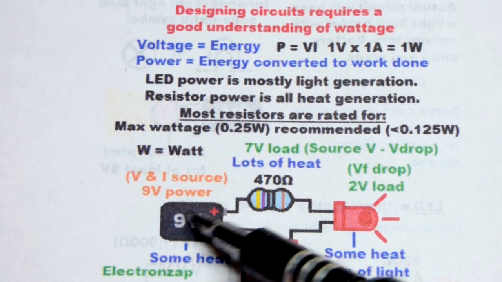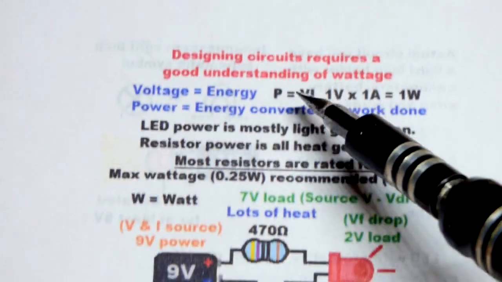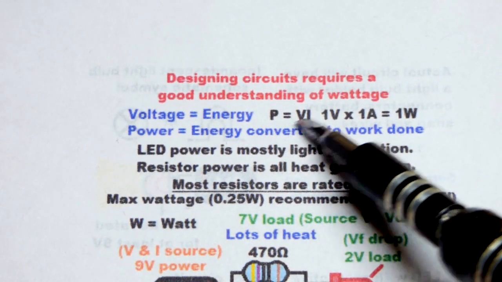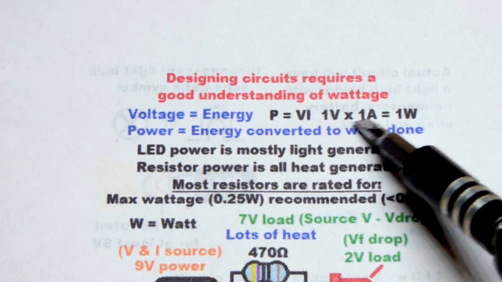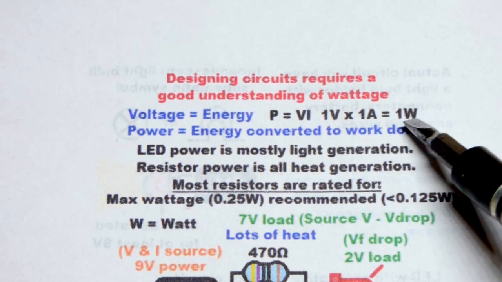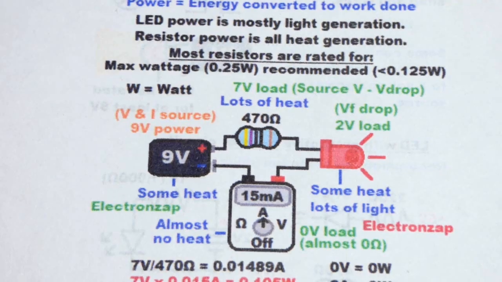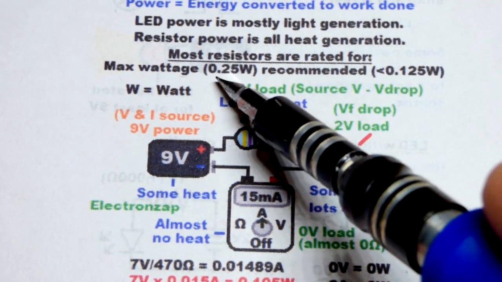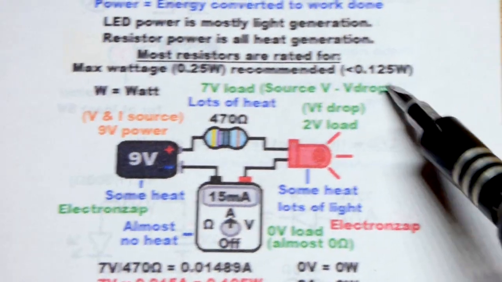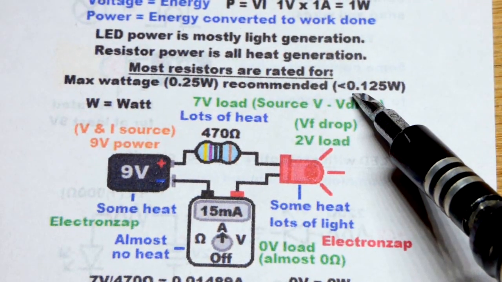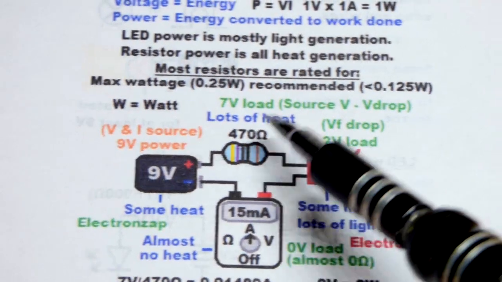So now a power source like a battery provides voltage and current. Power is voltage times current in electronics. 1 volt times 1 amp is 1 watt when it comes to electronics. Most resistors are rated for a quarter watt or 0.25 watts, but you still want to keep them below half of that to make sure they don't overheat.